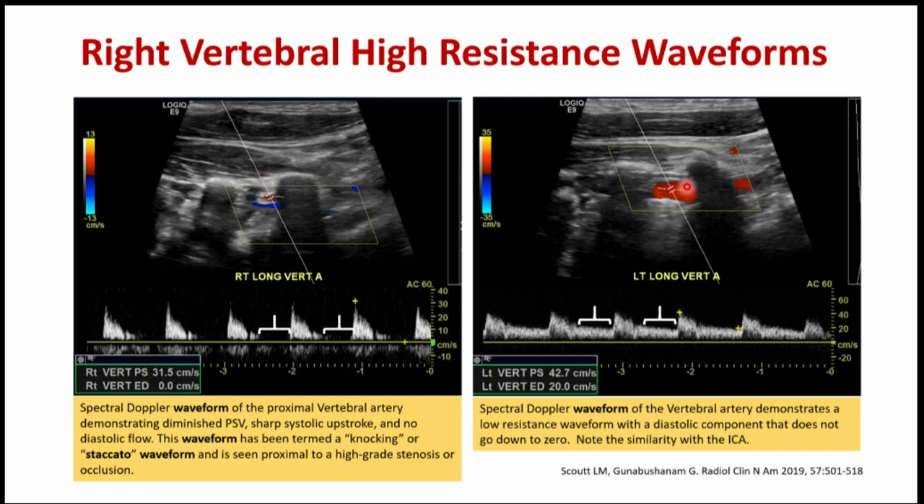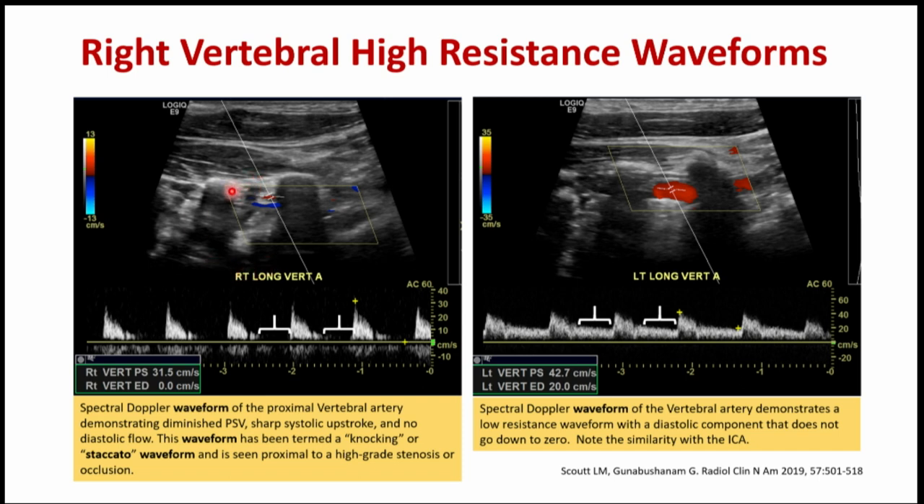First of all, you look at the image. The vertebral is small, okay? Peak systolic rise and hardly any diastolic component, okay? There's almost like a staccato waveform, okay? And this is what we see usually in either an outflow stenosis or in almost a hypoplastic vertebral artery.